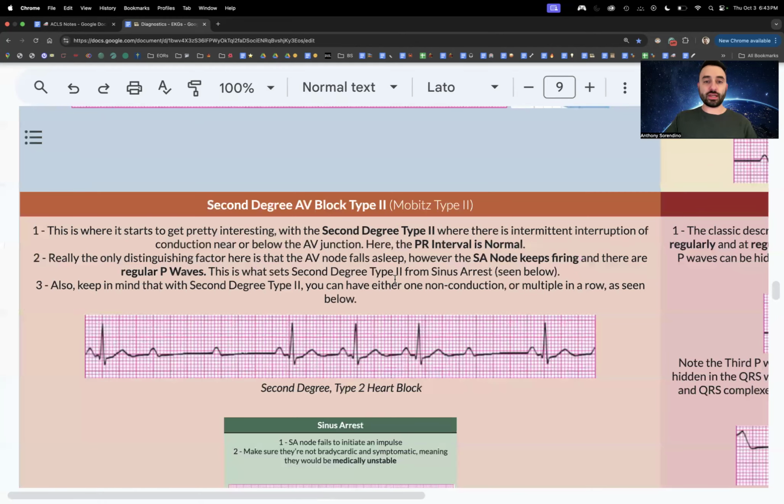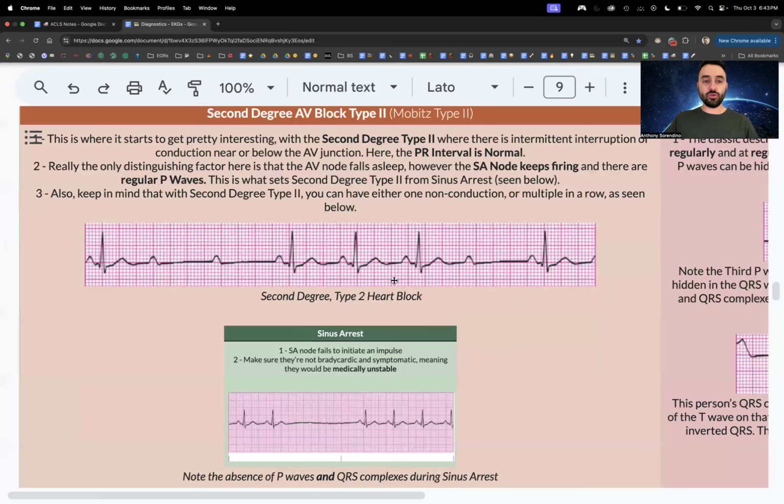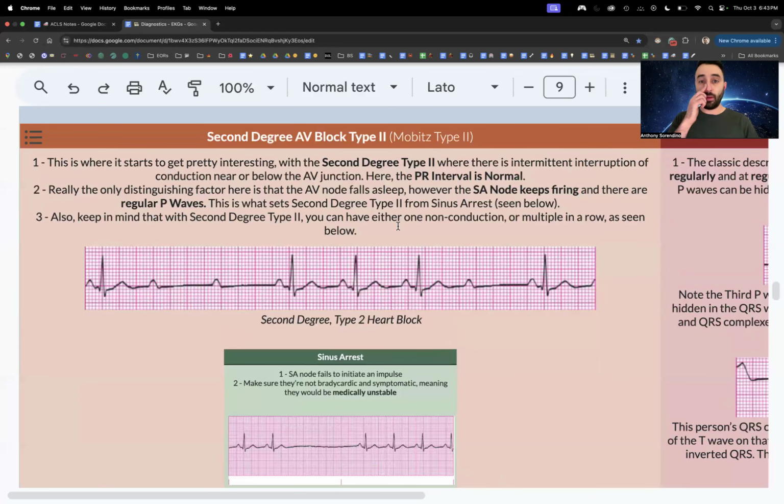Mobitz type 2, which is second degree AV block type 2, is where you just have P waves that are not conducting. So you have a P wave QRS, P wave QRS, P wave QRS, and then P wave, P wave, P wave, P wave QRS, P wave QRS. So that's what this looks like. But the PR interval isn't prolonged. It's still a normal PR interval when there's an accompanying QRS. Then you'll just have these empty P waves.